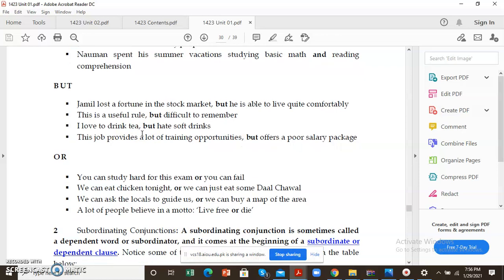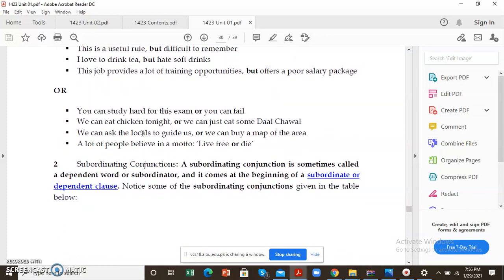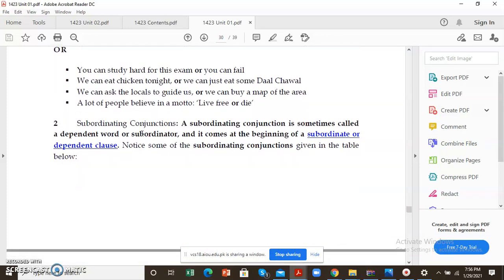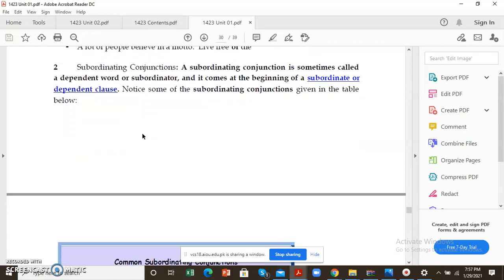After that, the use of "or" has also been mentioned here. You can study hard for this exam or you can fail. You can see how the word "or" has been used here in order to combine the second sentence. So I think these examples are pretty clear to everyone. We are going ahead for the discussion on subordinating conjunctions.